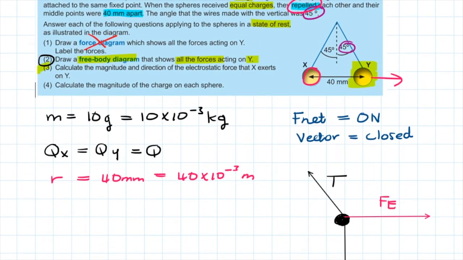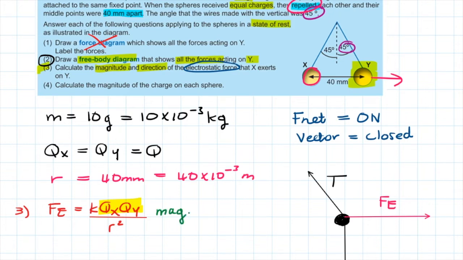So now we can go on to question number 3. It says, calculate the magnitude and direction of the electrostatic force that X exerts on Y. Now please, grade 11s, this is really important information and I want you to hang on to it until matric. The formula Fe equals K, Q1, I'm going to use Qx, Qy in this case, divided by R squared. Whenever you use this formula, when you plug in the charges, you only plug in the magnitude of the charges. This is because this formula only gives you the magnitude of the electrostatic force.